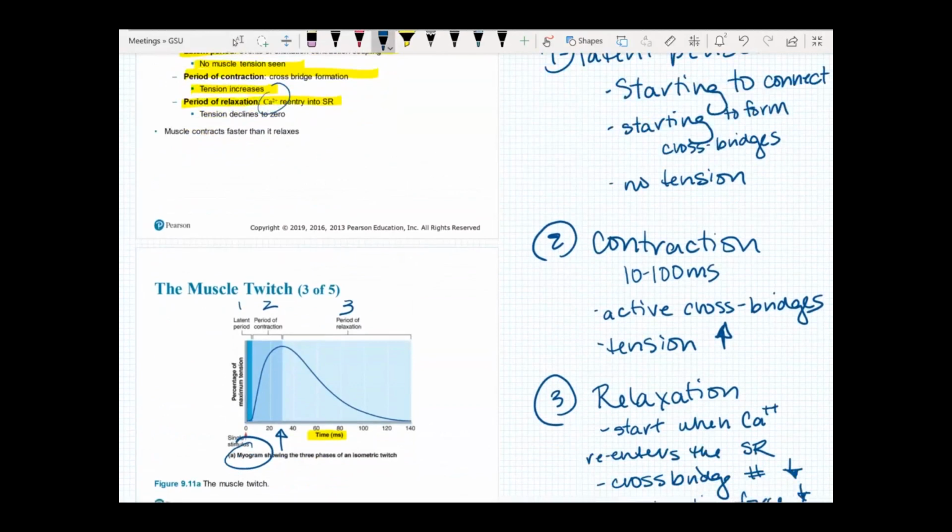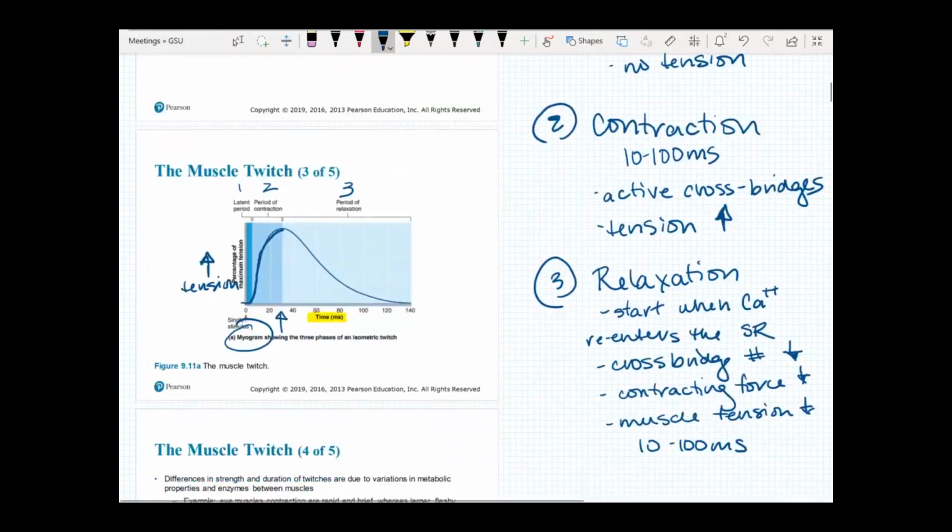And then you're going to go through the period where you're doing cross bridge cycling. You're going to create more tension. So this is going to be an increase in tension up the graph. And then that will be around 10 to 100 milliseconds after the beginning of contraction. Then it will be this relaxation phase where you'll get a decrease in tension because your calcium has returned to the SR. So this is your muscle twitch.